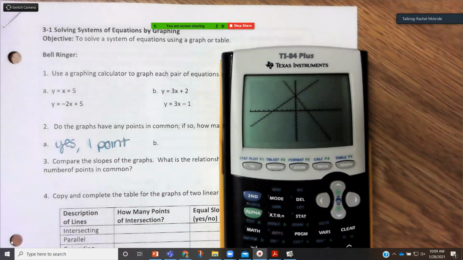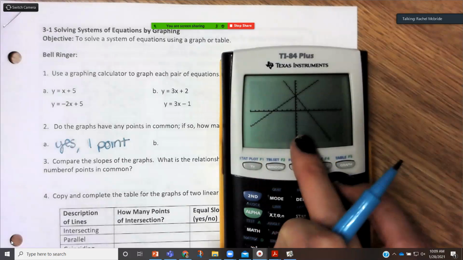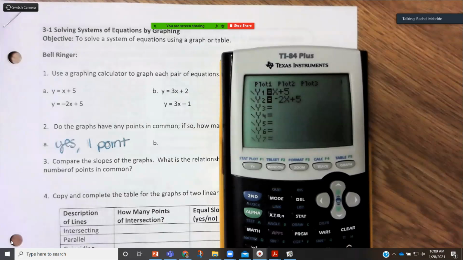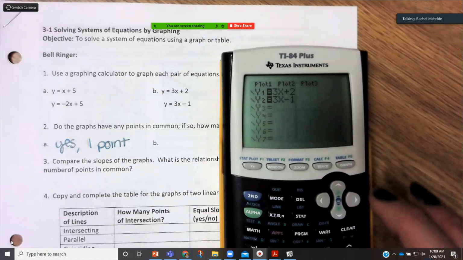And then let's look at the graphs in example B. So go back to y equals, retype in your equations, so clear out what's there, and type in 3x plus 2 as well as 3x minus 1. And once you've typed in both of those, you can hit the word graph.